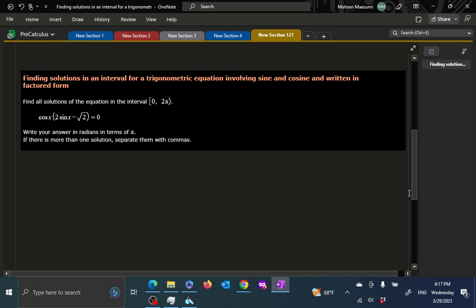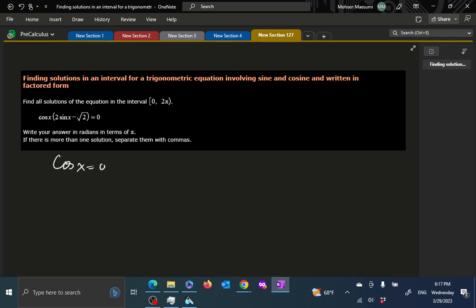How about this one? Same story. So we have cosine of x is equal to 0, or 2 sine of x minus radical 2 is equal to 0. This one we saw just a moment ago, pi over 2, and what was the other one? Yes, 3 pi over 2.